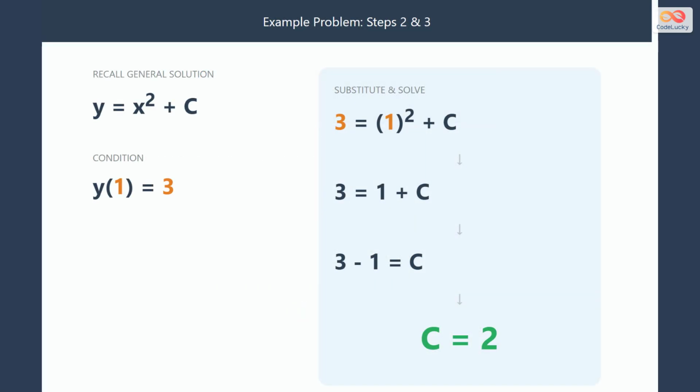Now for steps 2 and 3. We take our condition, x equals 1 and y equals 3. We plug these into our general equation. This gives us 3 equals 1 squared plus c. Simplifying, we get 3 equals 1 plus c. Subtracting 1 from both sides tells us that c is exactly equal to 2.